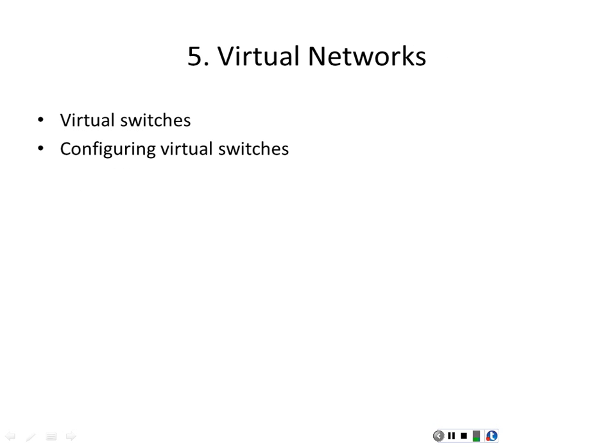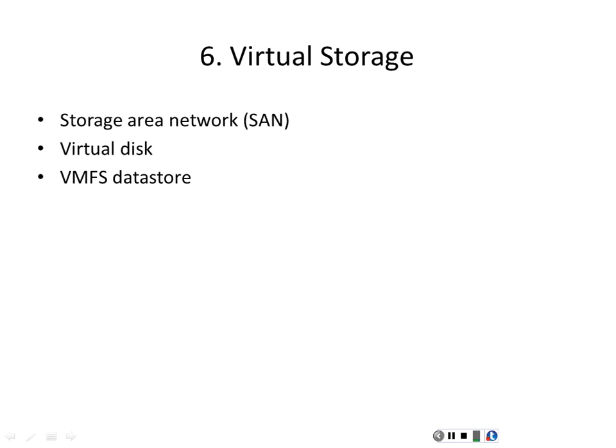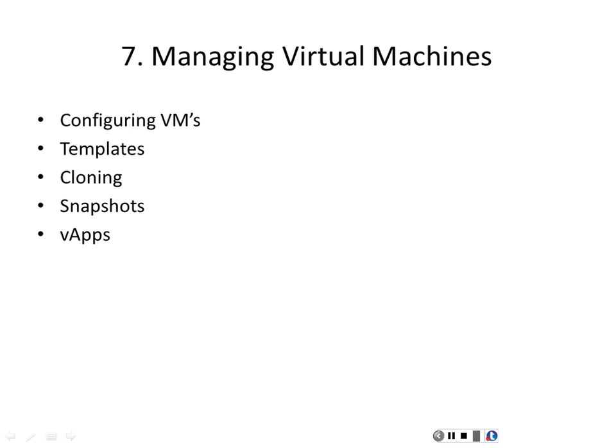Chapter 5, we look at virtual networks, configuring virtual switches, and setting up virtual switches. Chapter 6, we look at virtual storage, storage area network, virtual disks, and the VMFS virtual machine file system data store. Chapter 7, we look at configuring virtual machines, creating templates, cloning virtual machines, creating snapshots, and creating vApps.